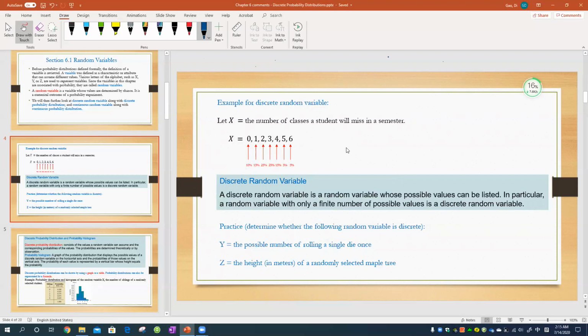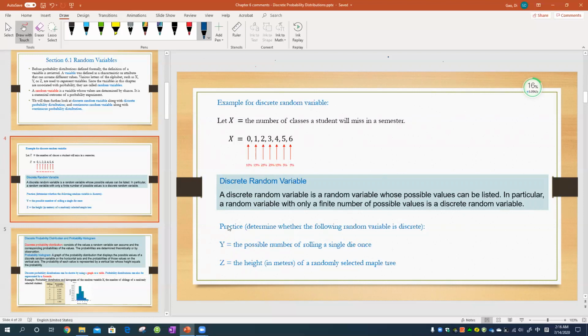And why do we say it's discrete? Because a discrete random variable is a random variable whose possible values can be listed. So we can list the values out. In particular, it is a random variable with only a finite number of possible values. For this one, we have just 0, 1, 2, 3, 4, 5, 6.